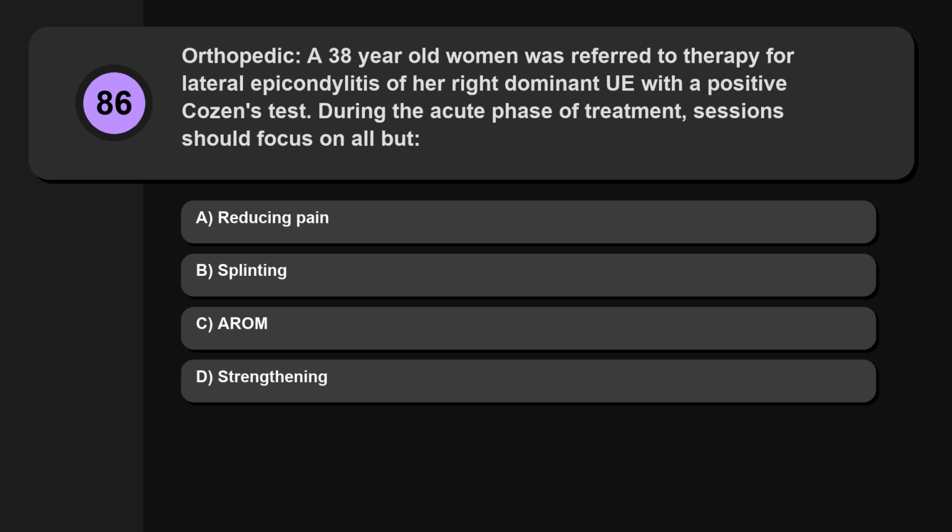Question 86. Orthopedic. A 38-year-old woman was referred to therapy for lateral epicondylitis of her right dominant UE with a positive Cozen's test. During the acute phase of treatment, sessions should focus on all but: Option A. Reducing pain. Option B. Splinting. Option C. AROM. Option D. Strengthening. The correct answer is option D.